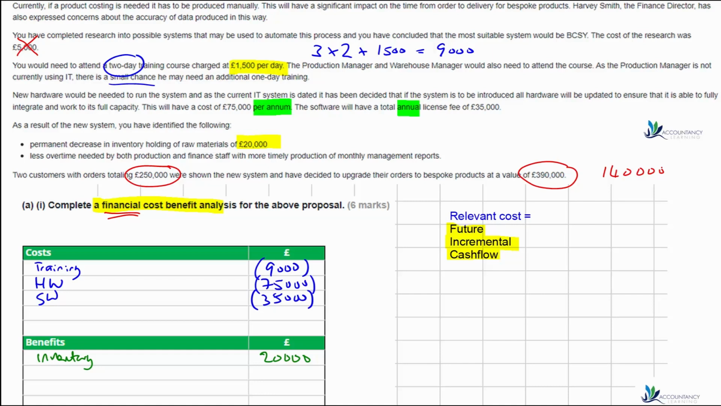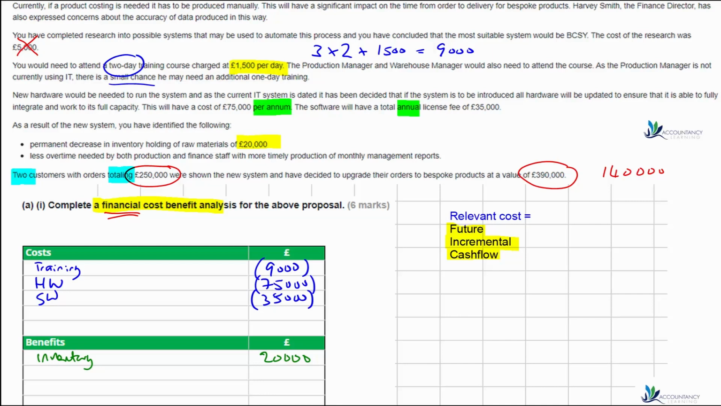If they're going to spend some money with us anyway, that's not part of the benefit of this decision. And is that going to give us a cash flow? Well, yes, it is. Now it tells us that there are 2 customers. So do we need to multiply this by 2? Well, no, we don't, because it says that it totals 250 between them.